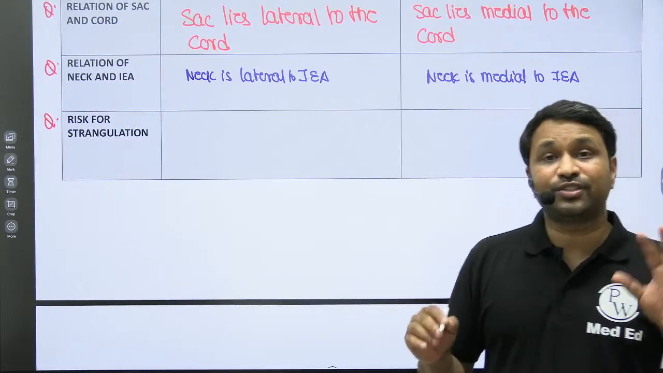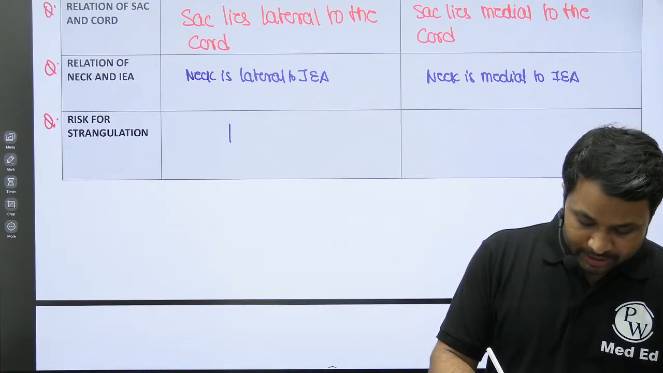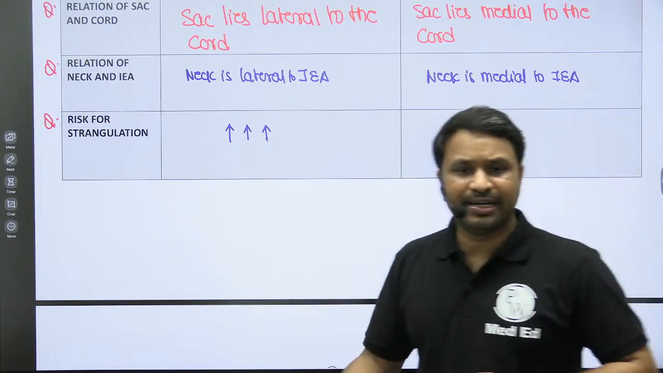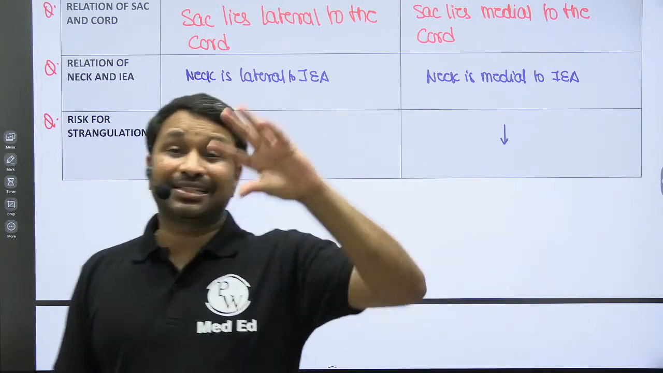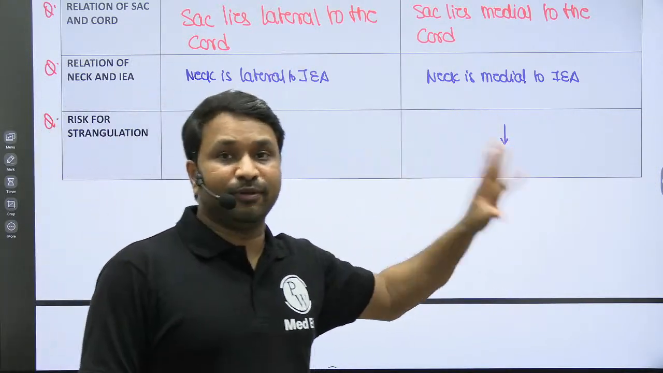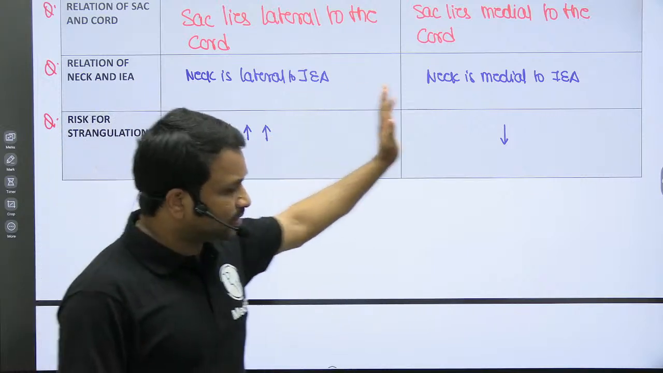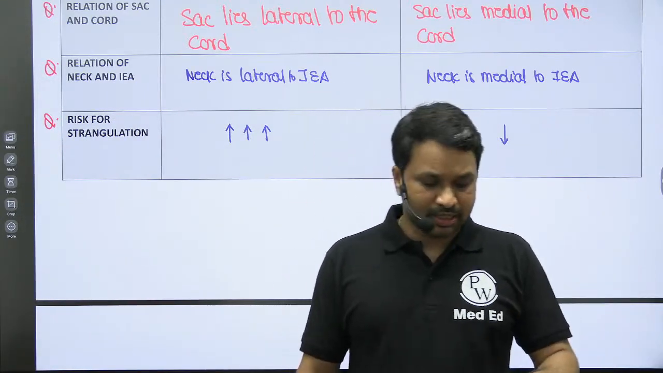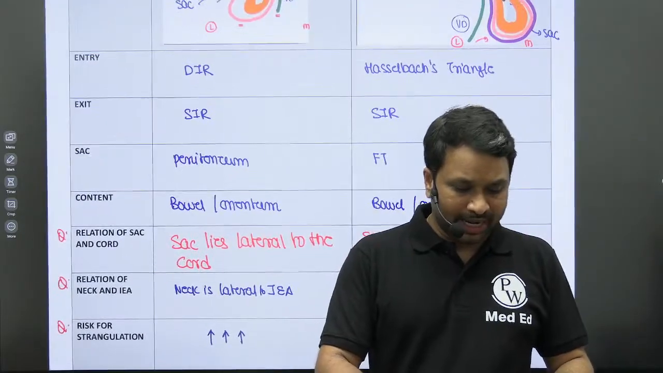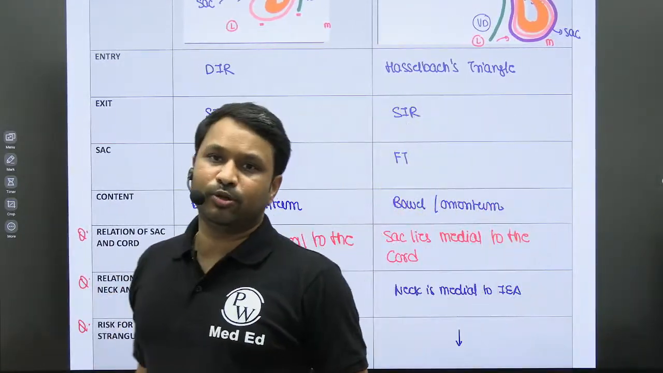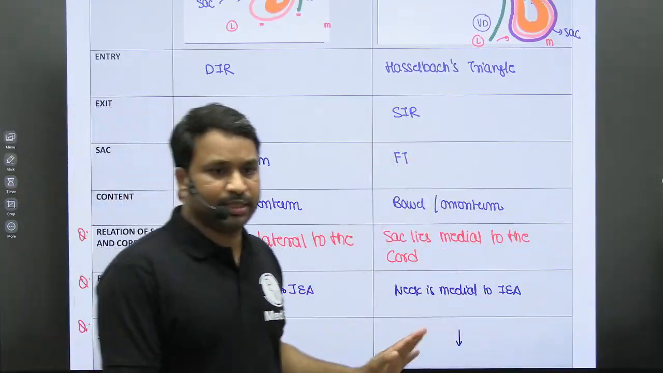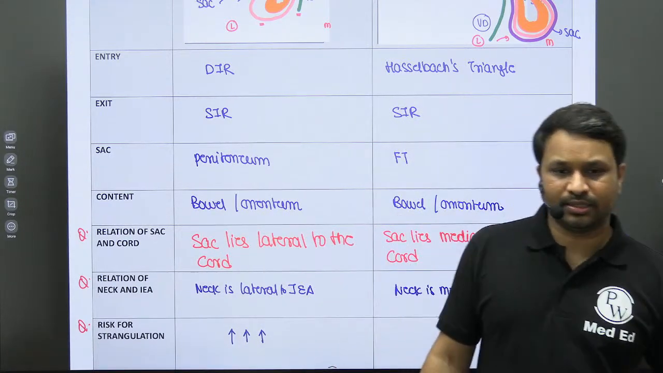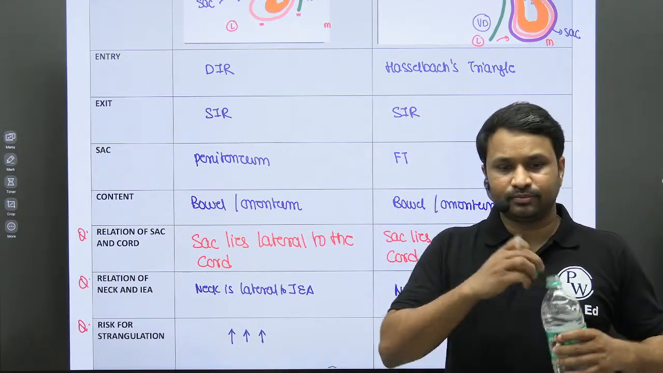Now the risk of strangulation is going to be more for indirect inguinal hernia and less for direct inguinal hernia. The maximum risk you will see in femoral hernia, then indirect inguinal hernia, then direct inguinal hernia. So this is how you locate every single concept of your inguinal hernias. Beyond this, if anyone asks anything, there is no problem. Is it clear?